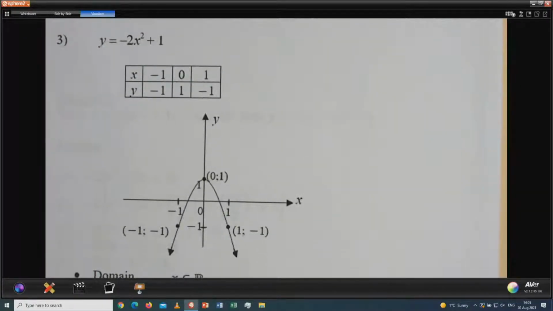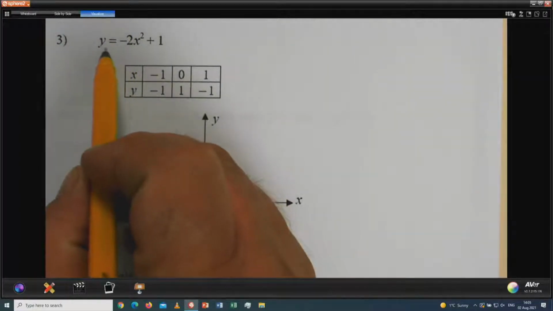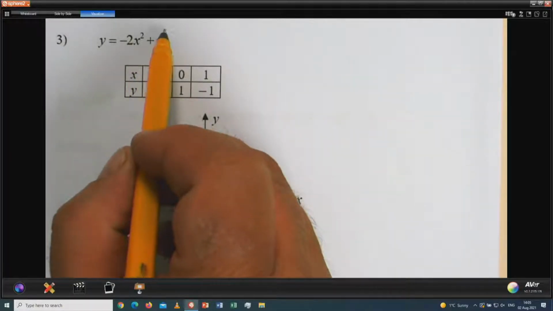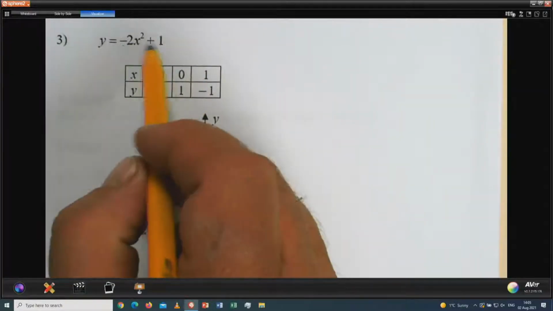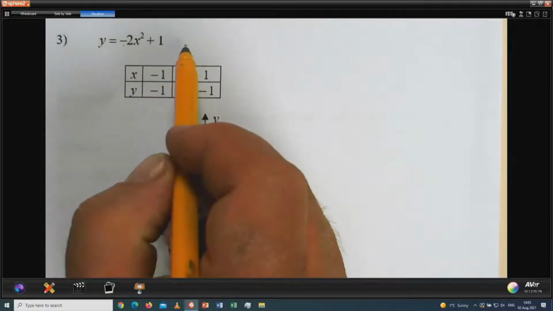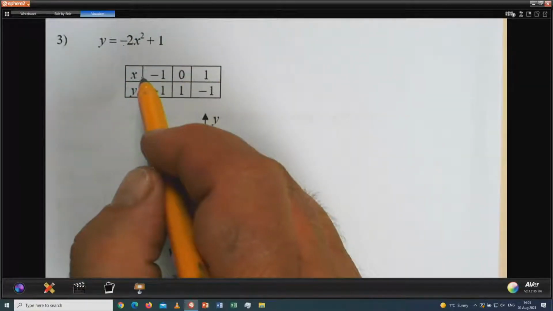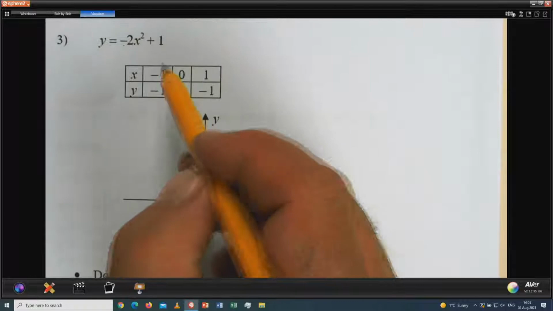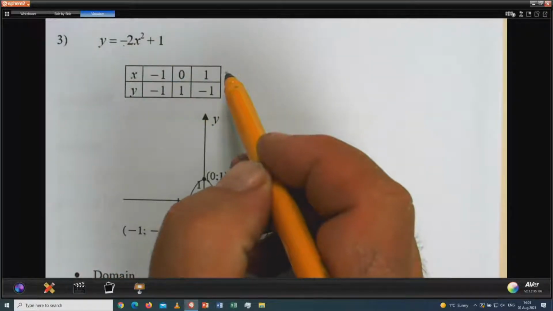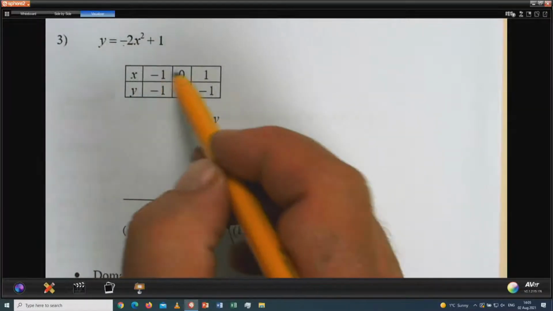Right, in this case here, we have to sketch the graph of y equal to negative 2x squared plus 1. In this case we've got an a and a c value, there's no b value. So we make use of the table method to sketch the graph. Then x can take on any values. In this case we're going to give it the values of negative 1, 0, and 1.